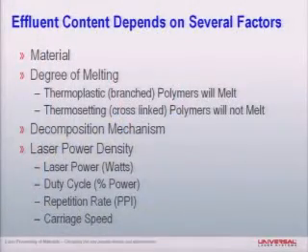We also want to control the effluent coming off the surface, and the effluent that results from the cutting process is the result of several factors. The material itself is going to control what is liberated as it's cut. The degree of melting: thermoplastic materials, branched polymers, typically those materials will melt as they heat up. They soften and melt, and if they melt sufficiently, you literally blow the melt off the surface of the material and get some penetration that way.